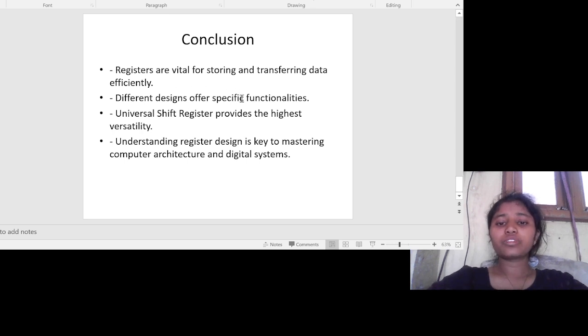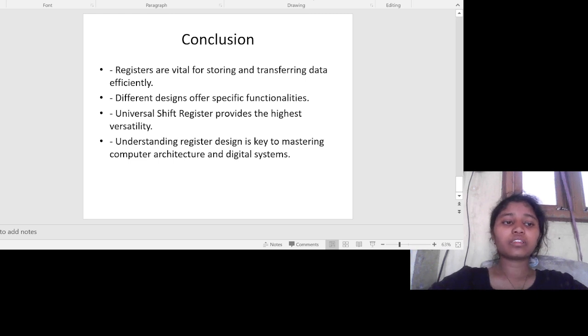Now let us conclude these registers by taking an overview. Registers are vital for storing and transferring data efficiently. Different designs offer specific functionalities. The universal shift register provides the highest versatility. Understanding register design is key to mastering computer architecture and digital design.